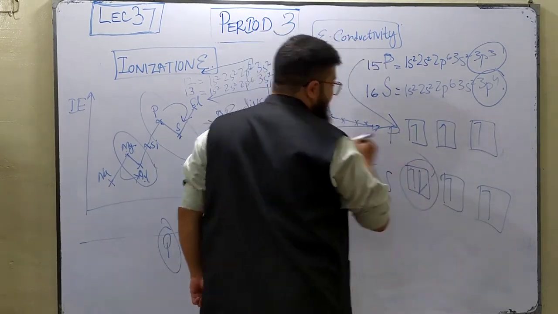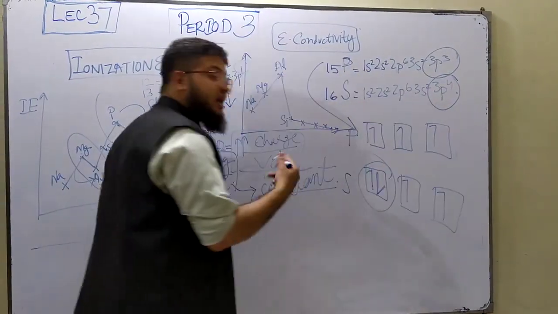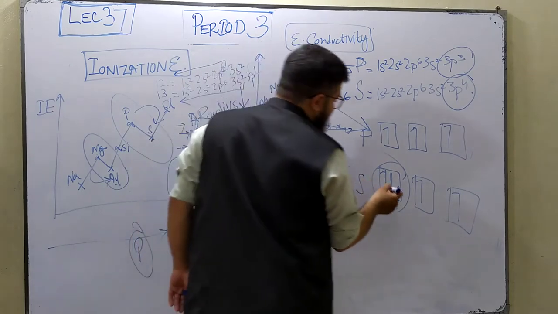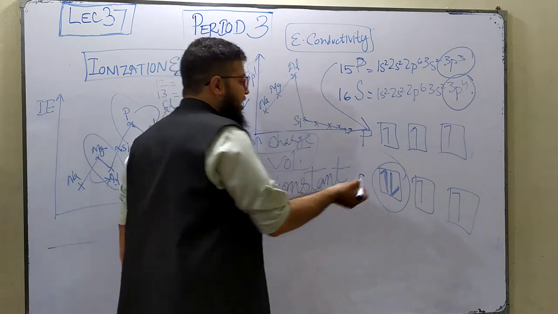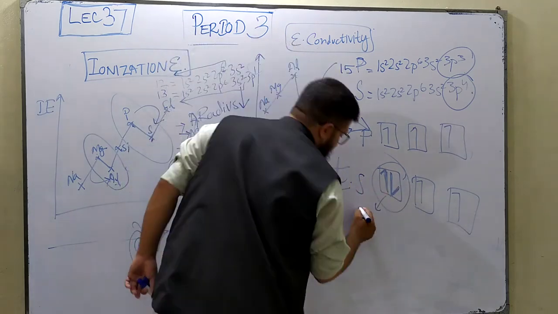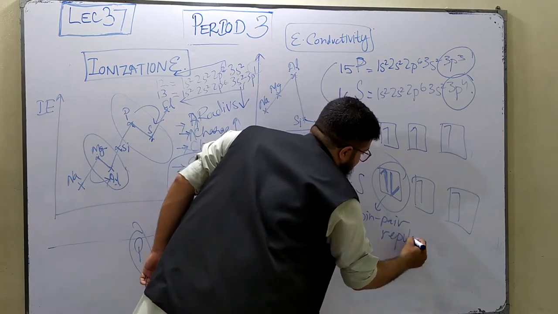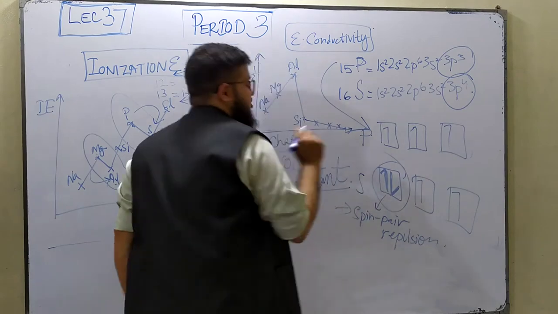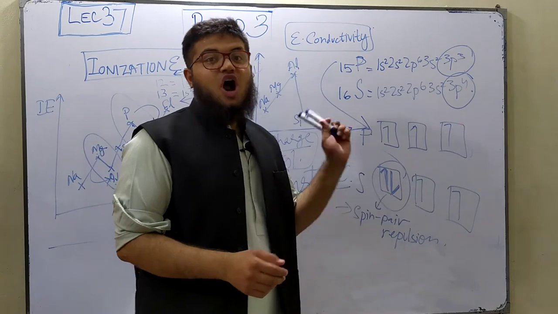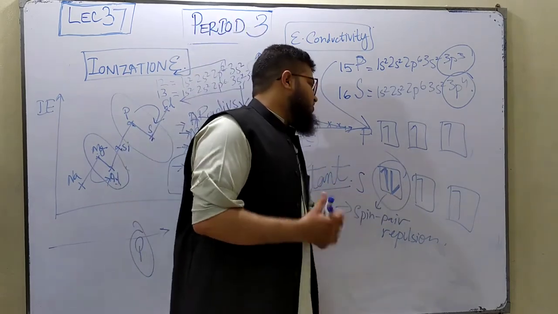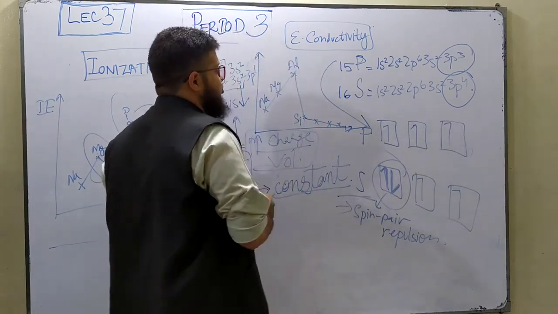Now whenever pairing of electrons has occurred, since both the electrons are negatively charged, the pairing would actually cause the electron to become less tightly attracted to the nucleus. This is called spin pair repulsion. These electrons will repel one another. They'll become less tightly attracted to the nucleus because this electron over here is already trying to kick the other electron out from its orbital. So therefore lesser energy will be needed to remove the outer shell electron of sulfur as compared to the outer shell electron of phosphorus.